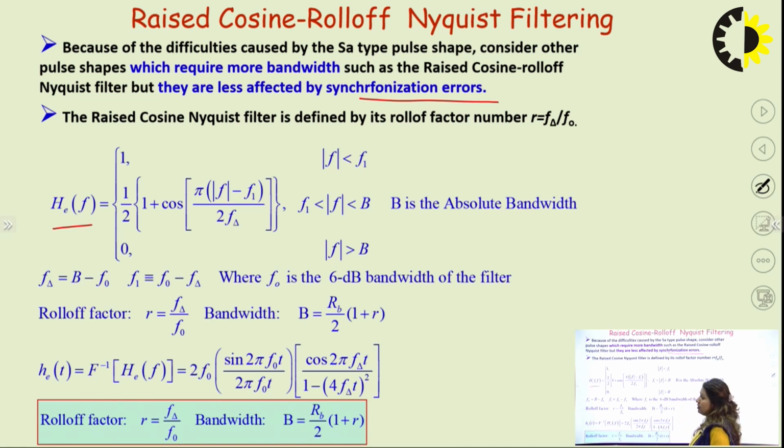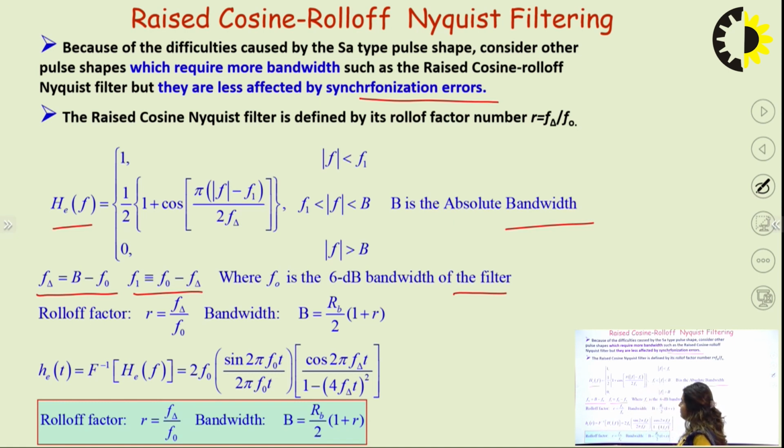So the receiving filter or the equivalent filter has a value HE(f), and it has a value of 1 for mod of f less than f1, and for mod of f greater than f1 and less than B, where B is the absolute bandwidth here, it has a value of 1 by 2 (1 plus cos(pi (mod of f minus f1) upon 2 f delta)). So here f delta is your bandwidth minus f naught, where f naught is your central bandwidth or the 6 dB bandwidth of the filter. So f1 we can calculate here as f naught minus f delta.